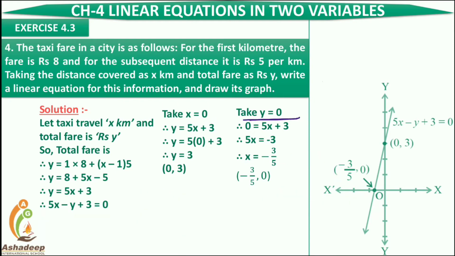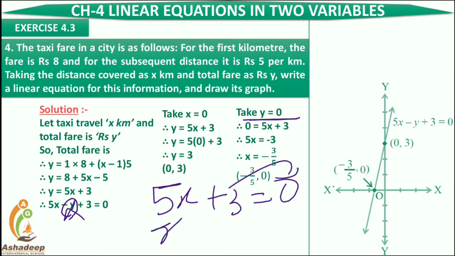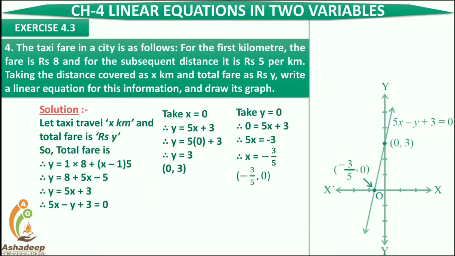And similarly take y is equal to 0 in this. So 5x becomes 0, so no need to write it down. Plus 3 is equal to 0. This 3 goes to the other side. Therefore x is equal to minus 3, and this 5 from the numerator goes into the denominator. So divided by 5, it is nothing but minus 3 by 5, 0. It is minus 3 by 5, 0. So this is the second point, this is the first point, and the line passes through these 2 points, and this line is called 5x minus y plus 3 is equal to 0.